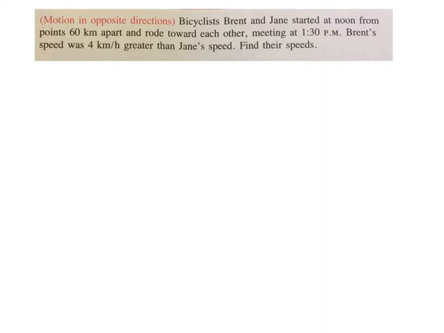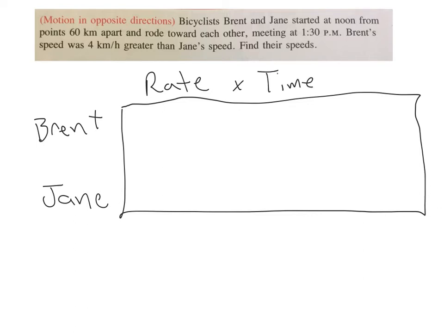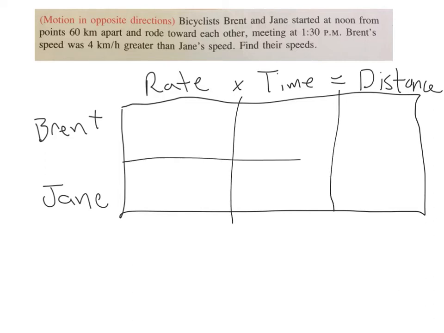So we want to make a table to organize our information. And what are we talking about? Well, we're talking about Brent, and we're talking about Jane. And what are the aspects of those two that we're talking about? Well, we're talking about their speed. We'll call that their rate. And we're talking about the time, how long they were driving, and we're talking about their distance. And we know that with rate times time, it's rate times time equals distance.